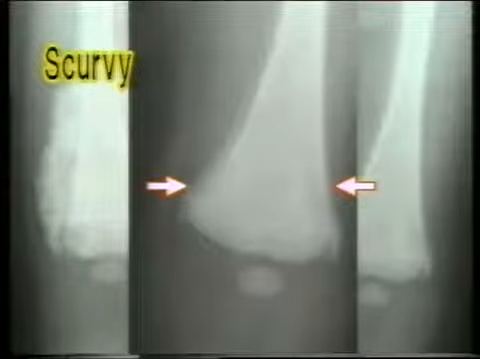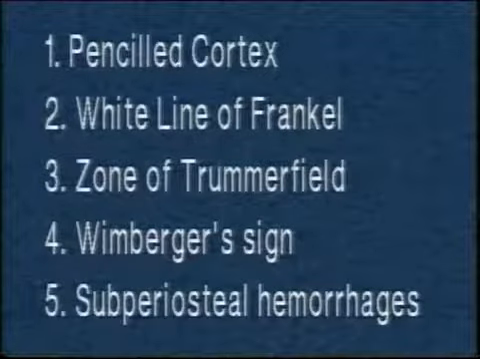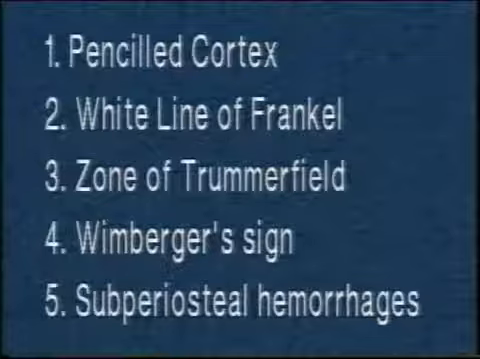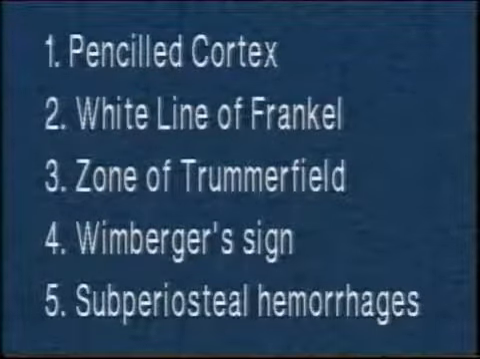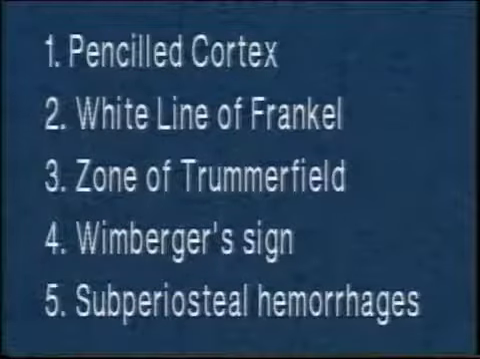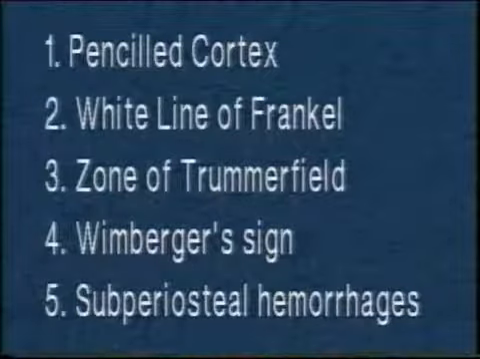So the radiological features of scurvy are a penciled cortex and ground glass appearance of the shaft due to loss of trabeculae. The zone of provisional calcification becomes dense, that is the white line of Frankel. Just below it is a radiolucent zone or the zone of Trummerfield with spur formation at the margins called Pelkan spurs. The epiphyses are small, osteopenic with penciled cortex termed as Wimberger's sign, and there are subperiosteal hemorrhages with calcification.